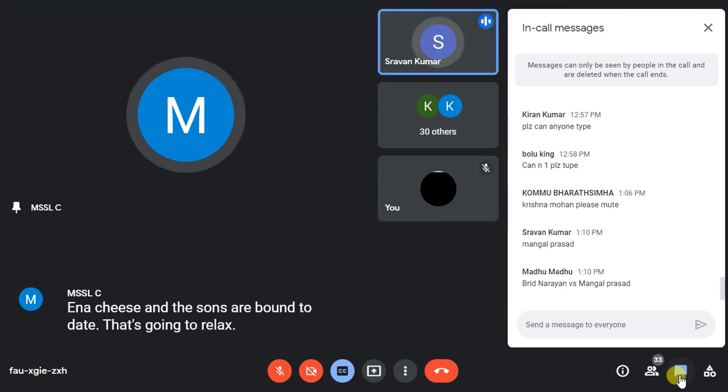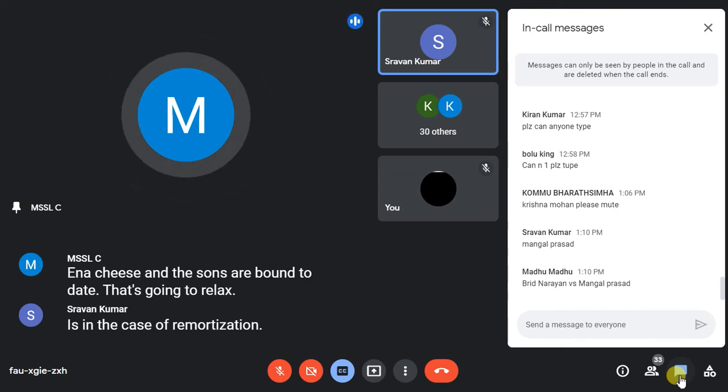This is in the case of remortgage. Yeah, remortgage.